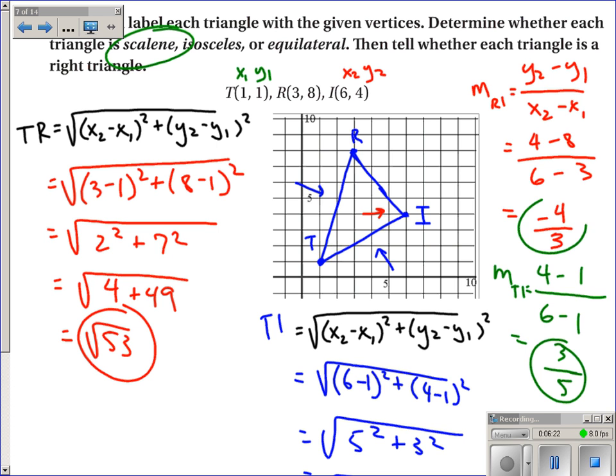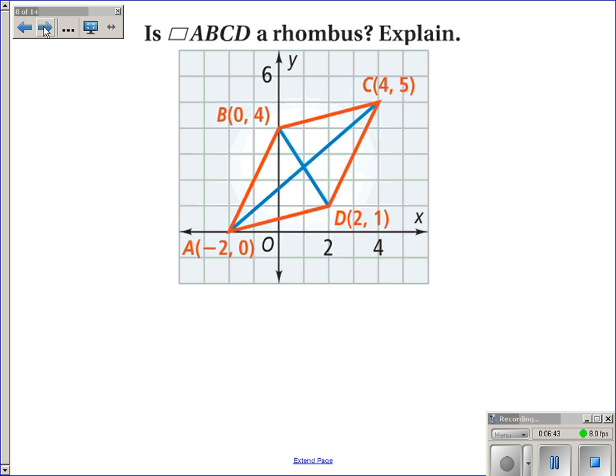Now these two slopes are not negative reciprocals of each other. I couldn't take one, flip it over, change the sign, and get the other one. And if I multiplied them together, I don't get -1. So these are not perpendicular, and this is not a right triangle. That's it for this one. Let's move on to quadrilaterals.